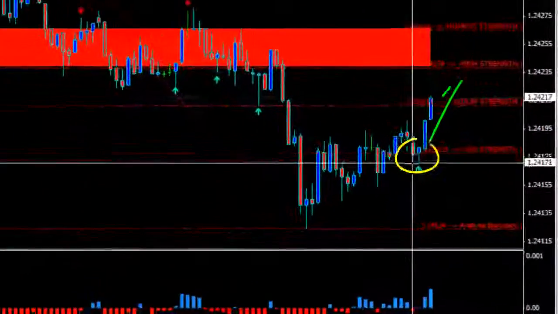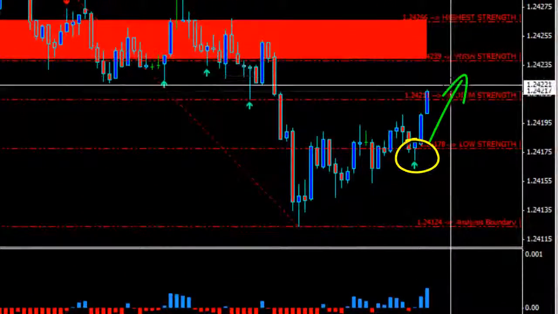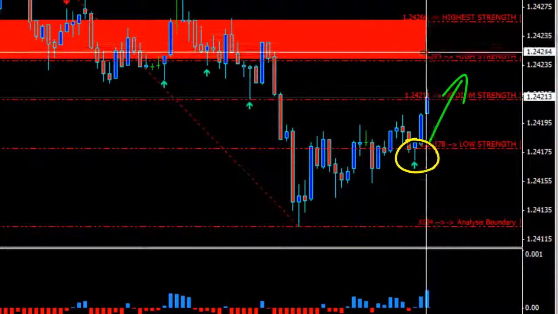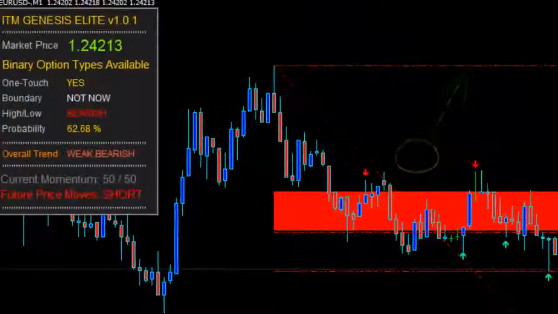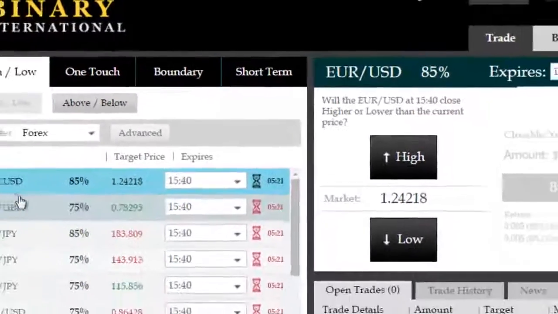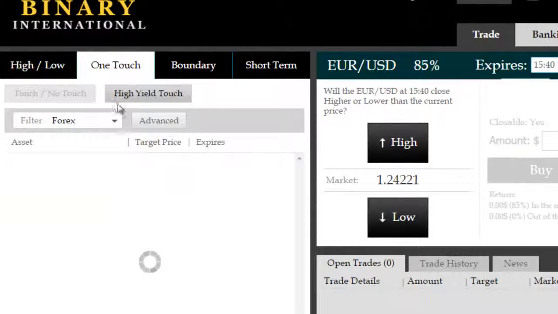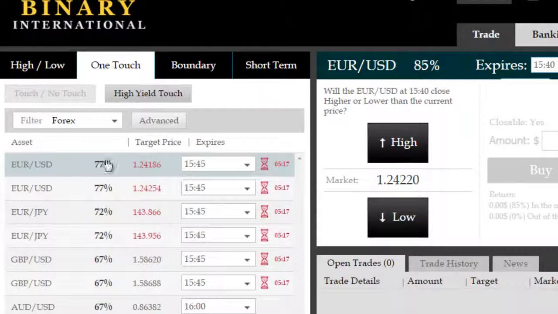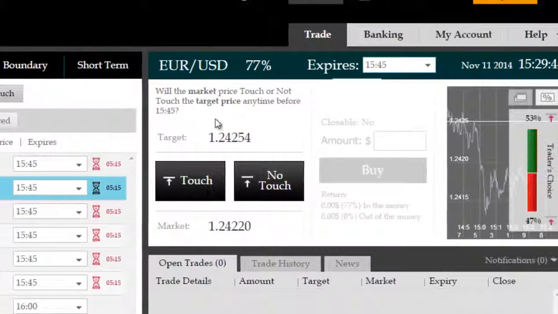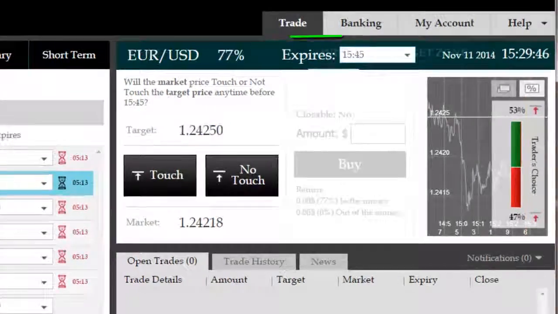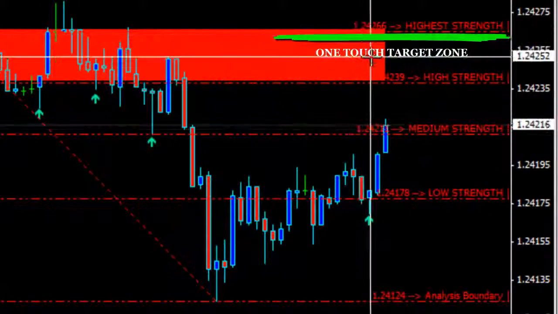So today's video showcases when a trend has really changed in the short term. We have a continuation signal shown by Genesis Elite here. Price is heading up towards the highest probability short reversal zone, and we have Genesis Elite pointing out on the left-hand side that we have a touch opportunity.